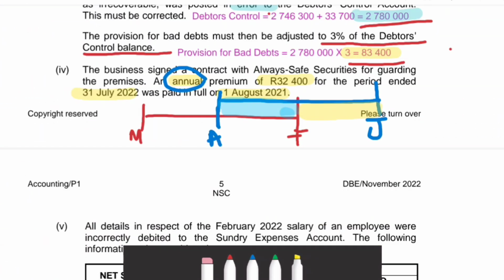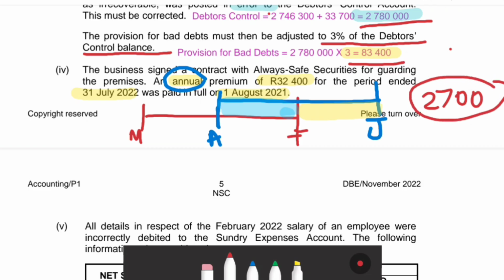72,500. So if this thing is an annual premium, it means that I can find the expense on a month-to-month basis. I just need to say 32,400 divided by 12. And if you do that, you'll find that the monthly premium is 2,700. If we were paying on a month-to-month basis, we would pay 2,700 August, 2,700 September, 2,700 October, and so forth, all the way to July, right?